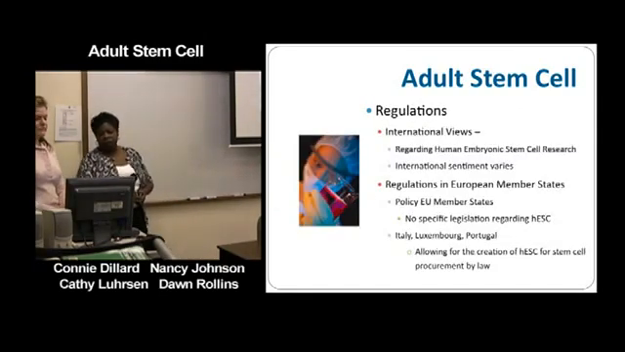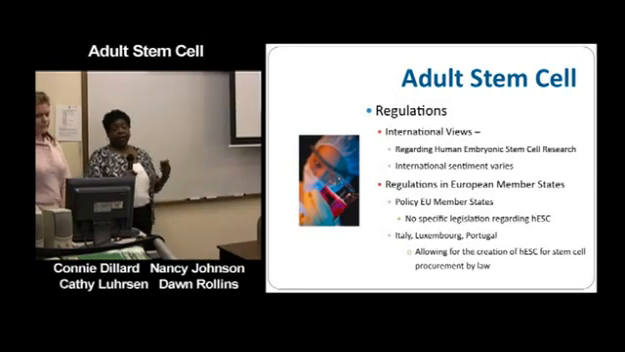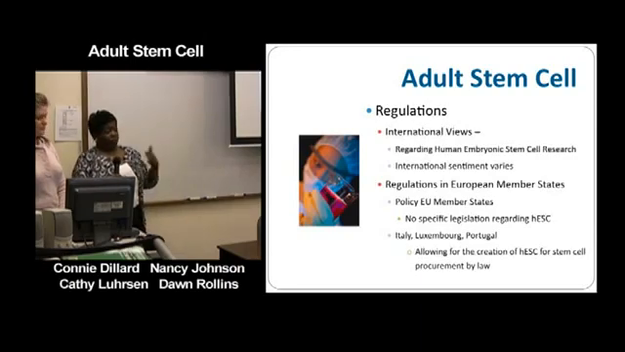International views vary as well. International sentiment is embryonic human stem cells versus human stem cells. There wasn't any clear-cut argument against adult stem cells on the international level. Again, just like the states, the federal view now is that adult stem cells have always been good. But it varies from country to country, state to state. I'm not going to go through all of these, but I just want to point out a few.